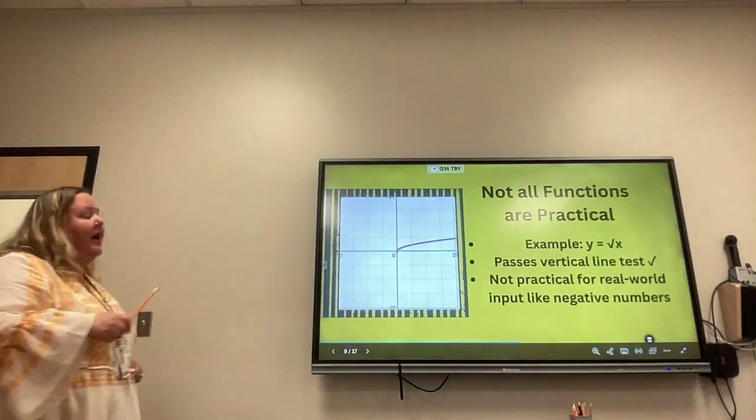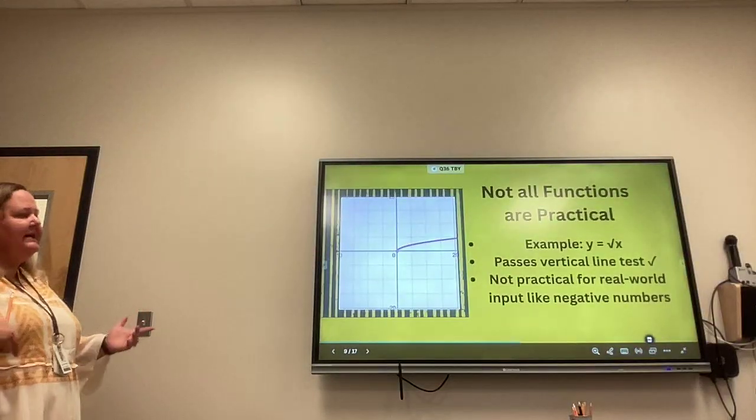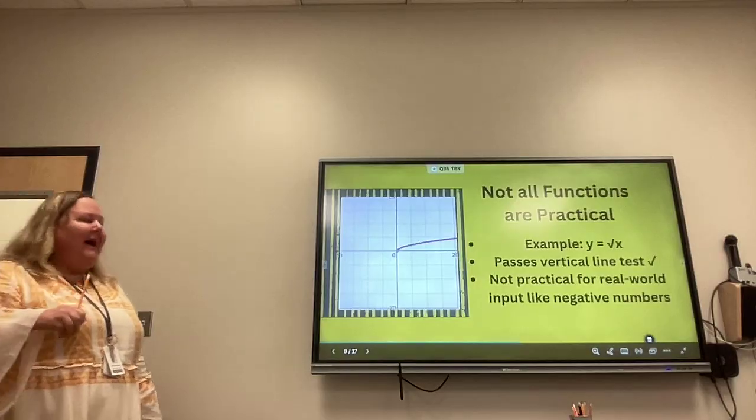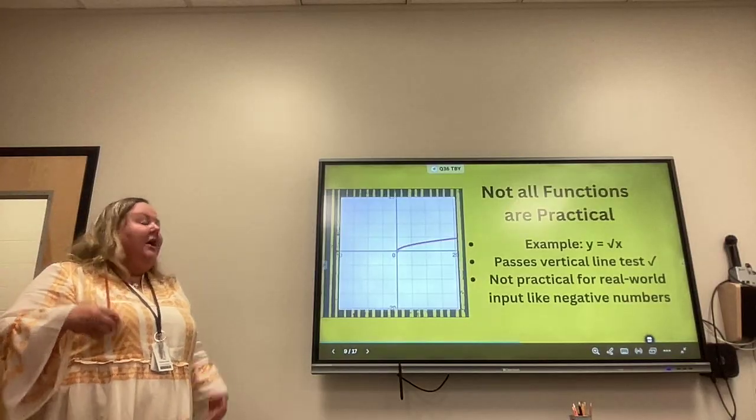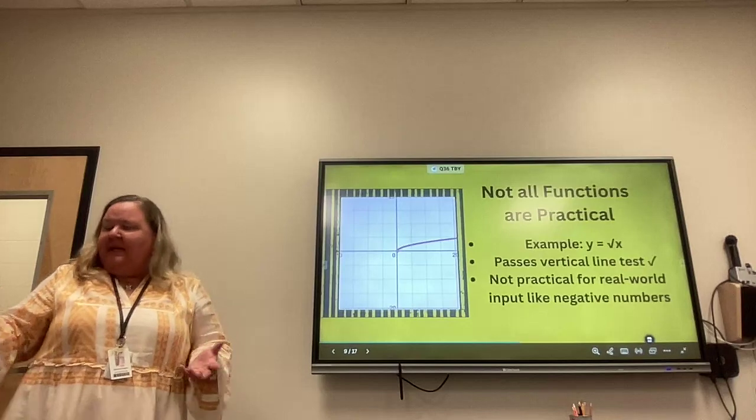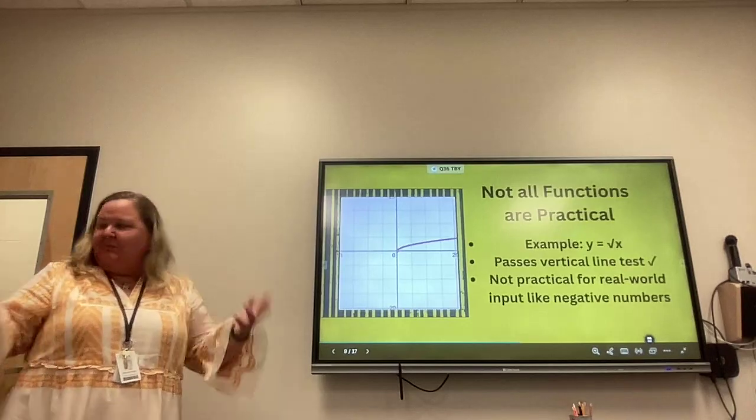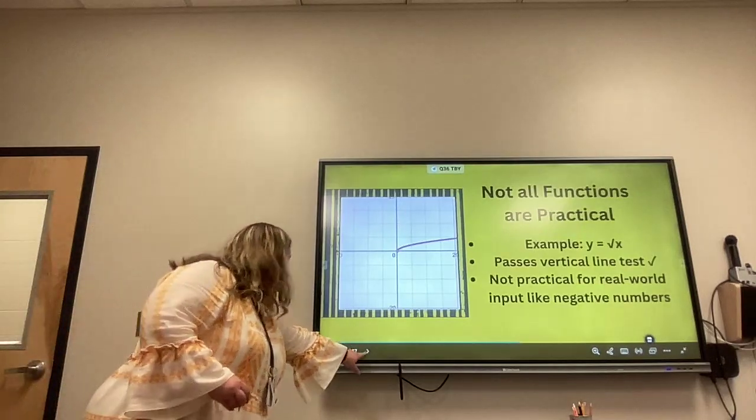Right here, not all functions are practical. This is that square root function. It passes the vertical line test. But in the real world, it doesn't give us any negative examples. So that's not something we're going to see in a real world example.